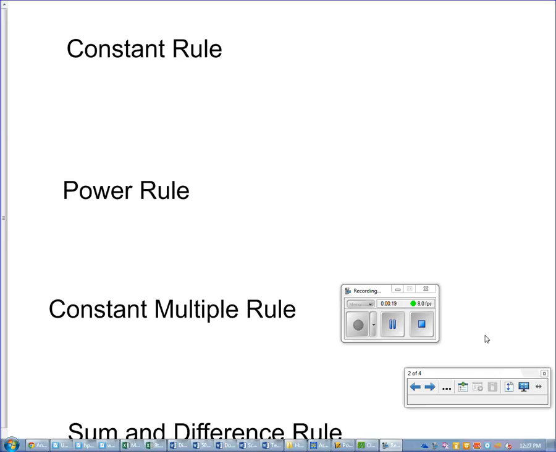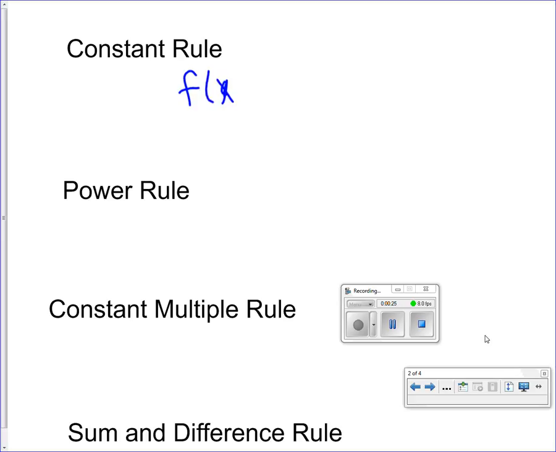So a couple of basic rules to start with. Our constant rule: if you have a function that is a constant, for every input we have the same output. So this would be like y equals 5, y equals 6, y equals -3. The output is always a constant. The derivative is always going to be 0.